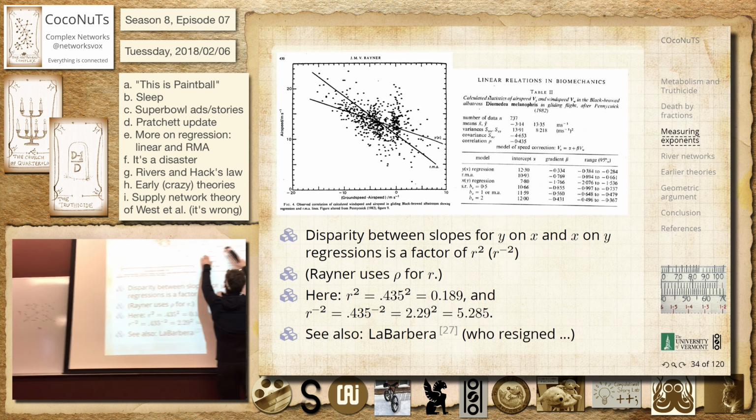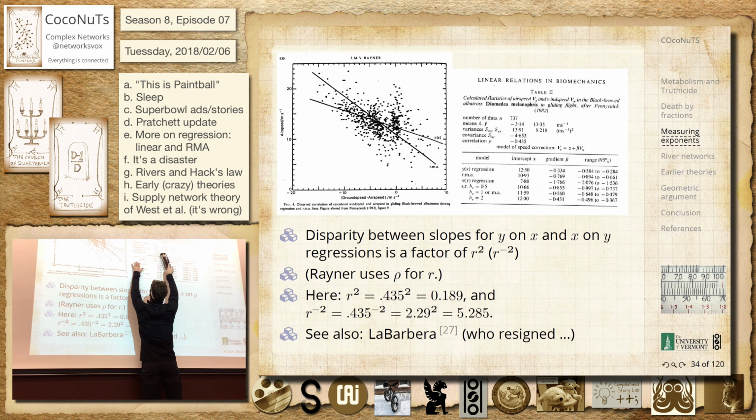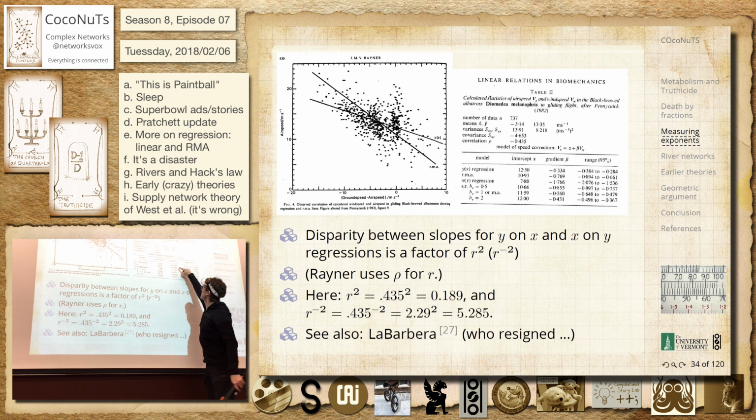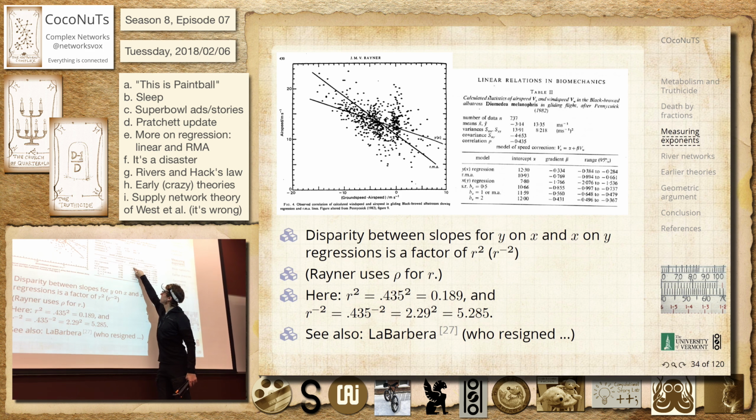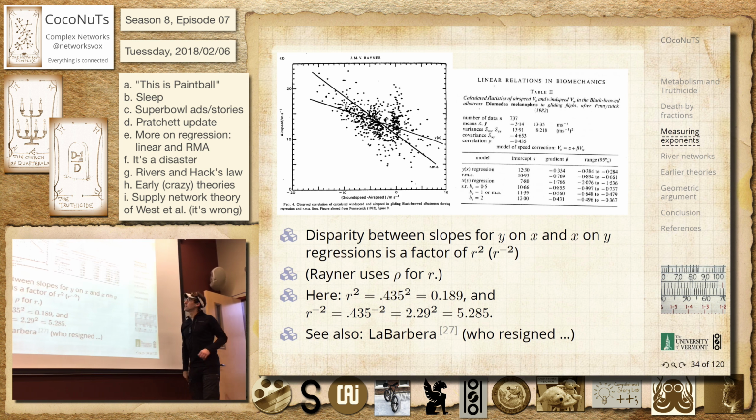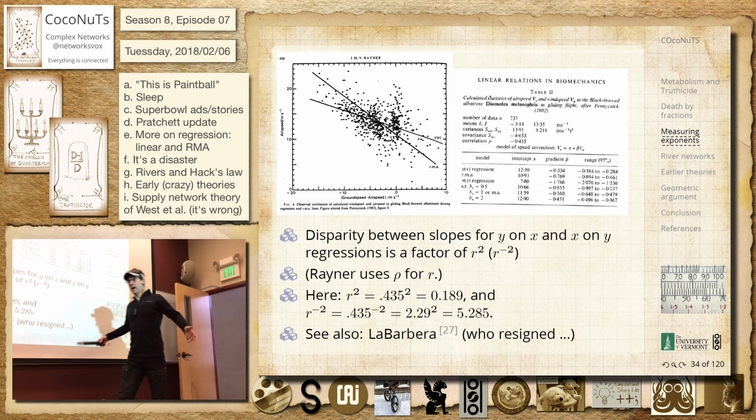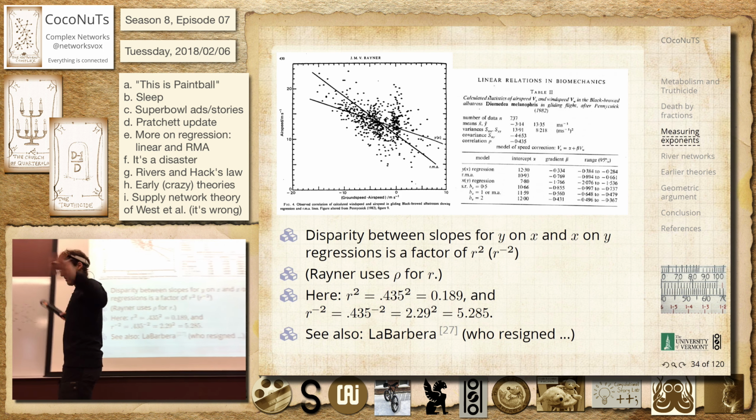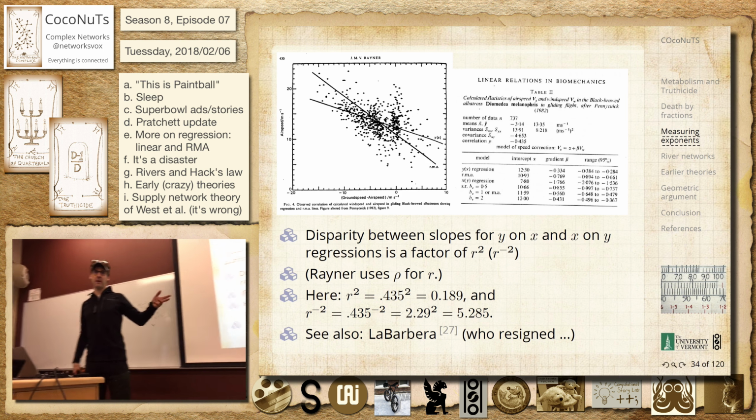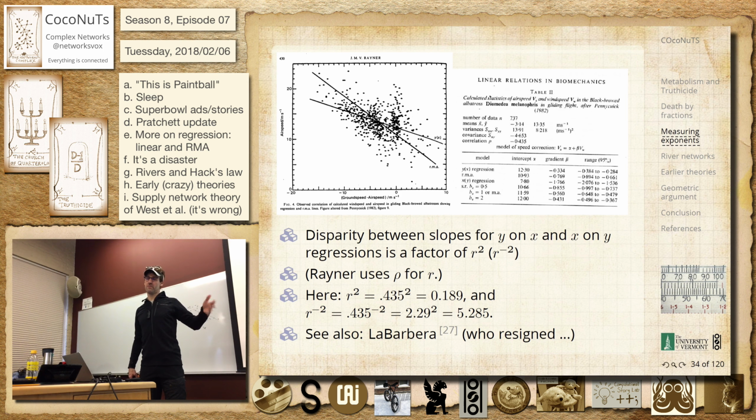So if you just had the correlation coefficient, here it's 0.43. Say this correlation, 0.334. You'd divide the slope by the correlation coefficient, and that would give you the RMA one. And then you could divide it again, and that would give you the slope for the x on y. So that helps salvage a lot of papers that are floating around, where people just used this standard least squares thing when they shouldn't have. It's pretty good.